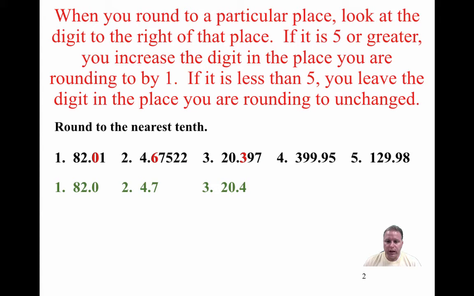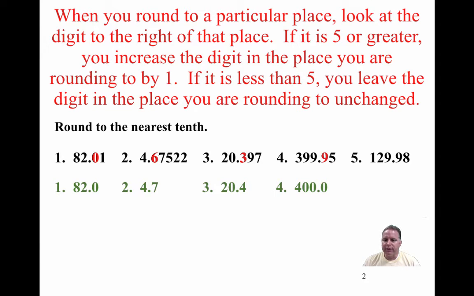Number 4, we have 399 and 95 hundredths. So 9 is in the tenths place. We look to the right. That's a 5. So we do round up. We add 1 to 9. That makes it 10. So then we're going to have to carry that over a bit. And we end up with 400.0, since we added 1 and we had to keep carrying.